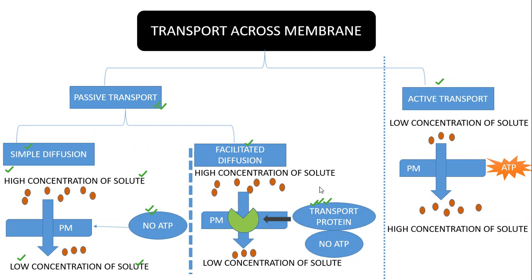And what is active transport? Active transport is just the reverse of passive transport. That is, it will go from low concentration to high concentration. That means solute will be transported from low concentration to high concentration. Now if anything goes from low concentration to high concentration, energy is required. So that's why in active transport, ATP is required for the transport of the solutes. Okay, so this is all about transport across the membrane.